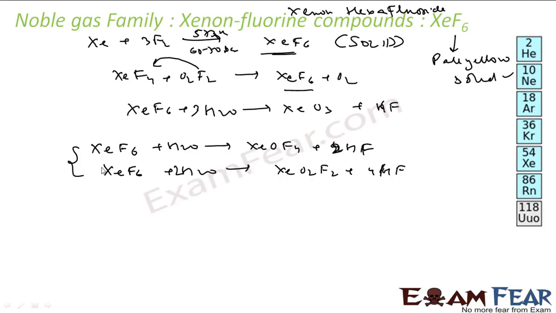This is a very important reaction actually. So on hydrolysis, you get XeOF4 and XeO2F2, and this is again on the incomplete hydrolysis. Okay, this is the critical reaction. Please remember this. This is called xenon oxyfluoride, and this is xenon dioxyfluoride.